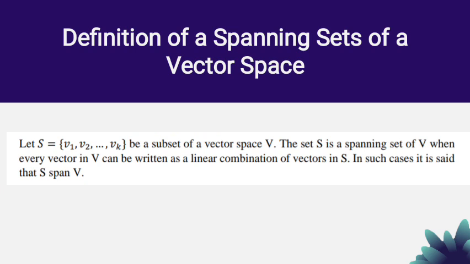So now, let's define spanning sets of a vector space. Let S equals V sub 1, V sub 2 all the way through V sub k be a subset of a vector space V. The set S is a spanning set of V when every vector in V can be written as a linear combination of vectors in S. In such cases, it is said that S spans V.